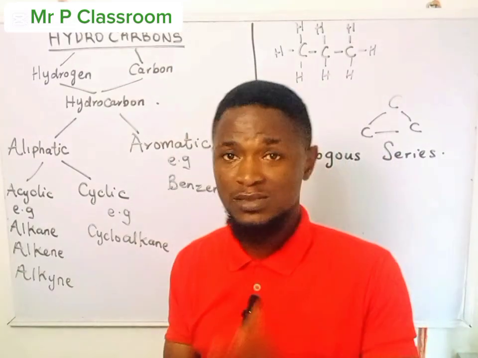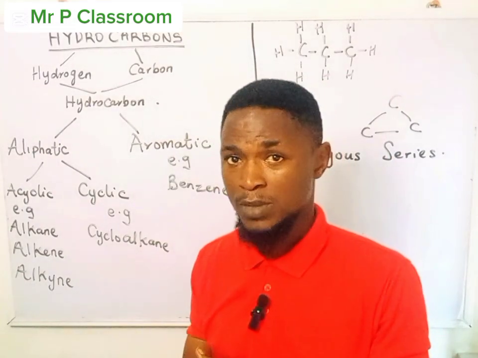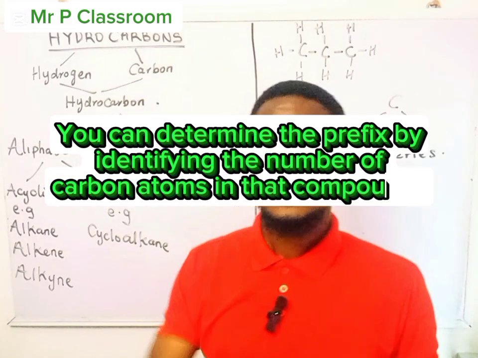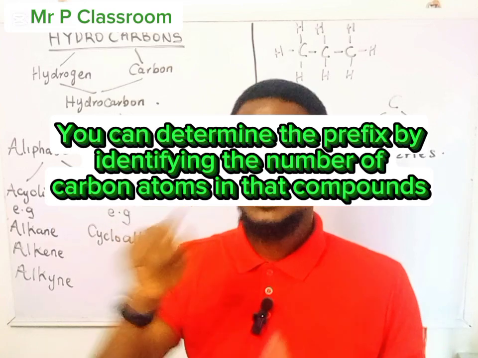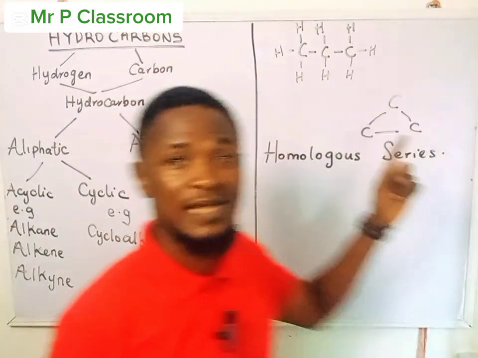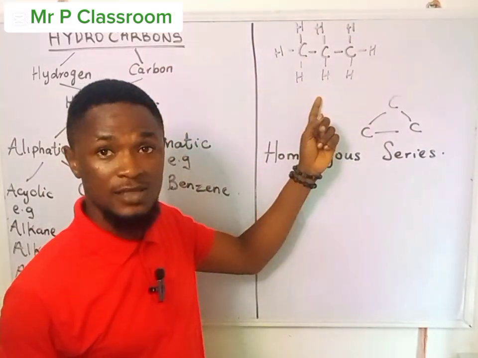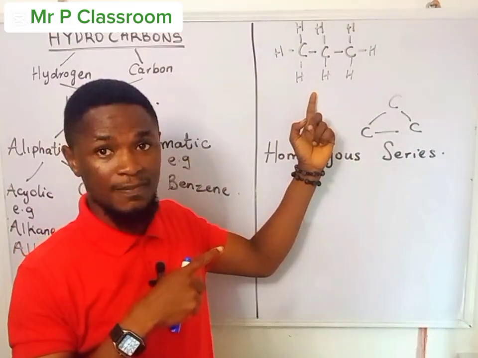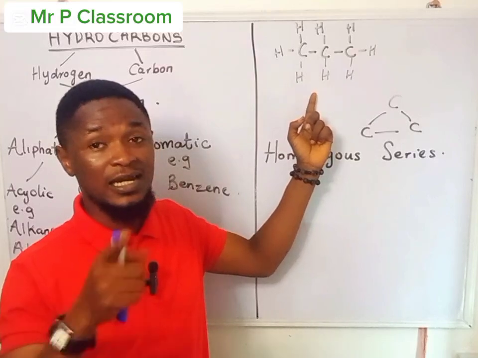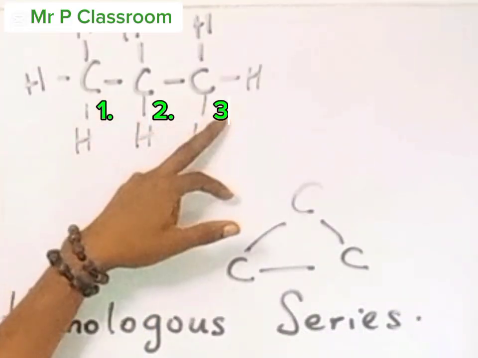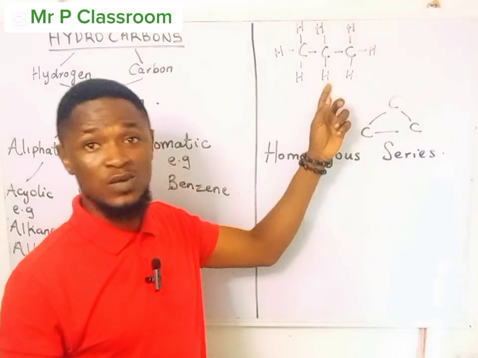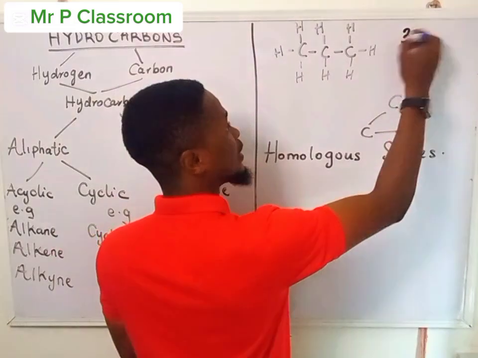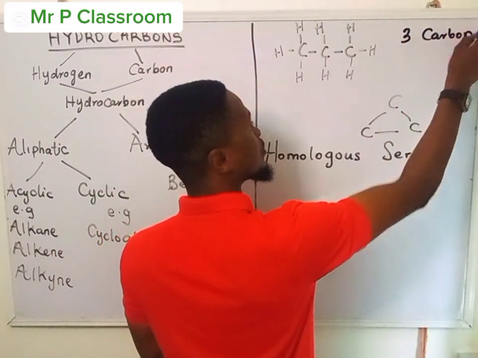How do you determine the prefix that you use for a particular carbon compound? You determine the prefix by identifying the number of carbon atoms in that compound. Look at this example I gave, for instance, this one here, and yes, this one. How many carbon atoms can you see? You can see 3 carbon. This 1, 2, 3. Can't you see the 3 of them? That means this particular compound has 3 carbon atoms. So you note it. 3 carbon atoms.